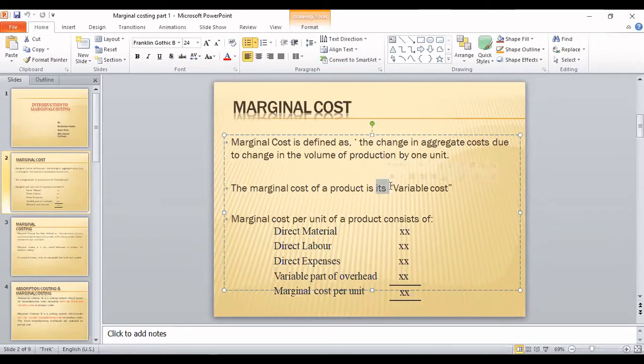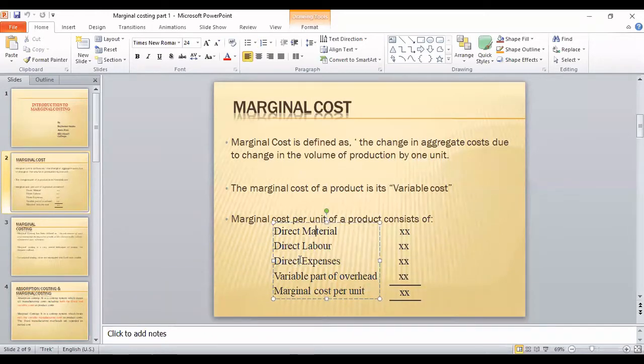So we call it variable cost. Variable costs include, for making one additional unit, what expenses you have to incur. We need material for that. We need labor charges for that. We have to incur direct expenses and some other variable costs. This gives me my total variable cost, which is also called marginal cost per unit. Is this part clear, everyone?